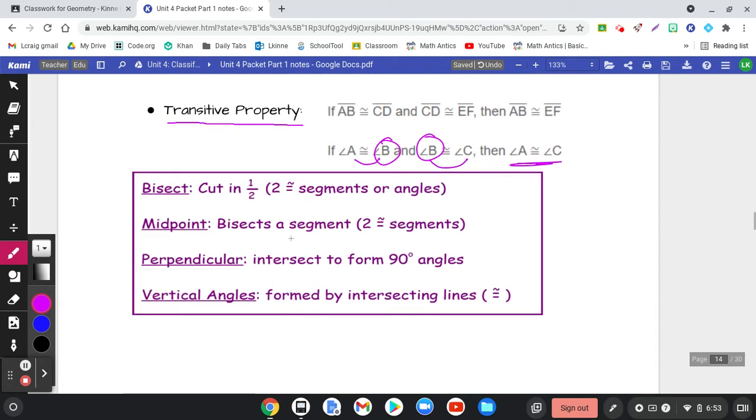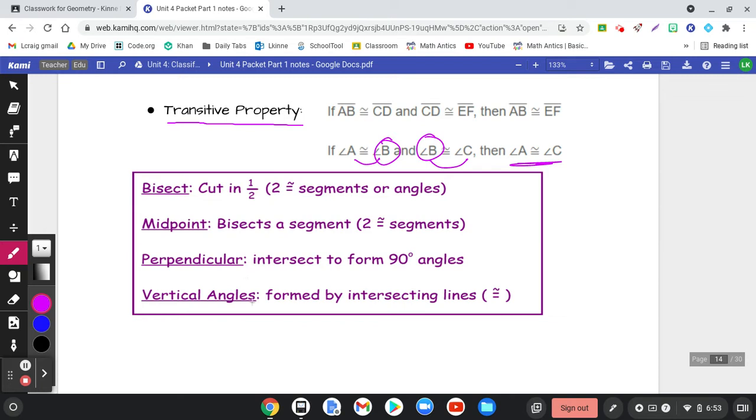All right, just a couple other things that we've talked about, but just a reminder so we have it all in one place. Bisect means to cut in half. It could be an angle that's cut in half or a segment. Either way, it makes two congruent parts. And read it carefully. If it says it bisects an angle, don't say that two sides are the same. Midpoint bisects a segment into two congruent segments. So these two are very similar.